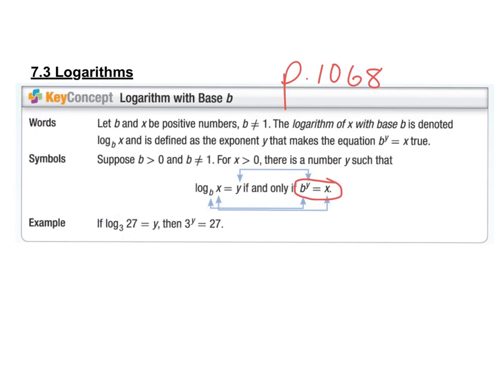So the key thing here is just making sure that you loop it around properly. This becomes the base, this becomes the power, 3 to the y equals 27. It's almost like it goes kind of in reverse order. 3 to the y, and then it cycles back, equals 27. Okay, so that's how logarithms work. That's the way that we rewrite things from logarithmic form, which is this, to exponential form, which is this. You're going to have to keep it straight.